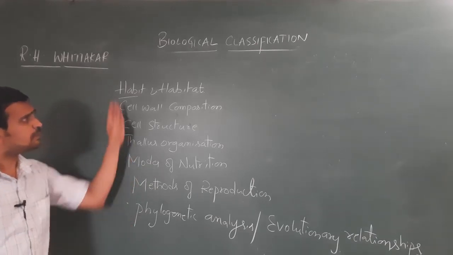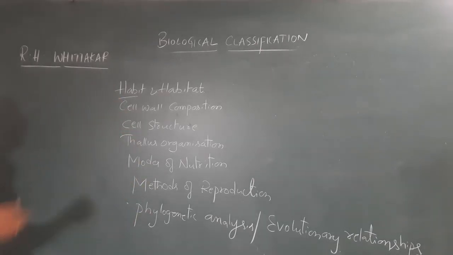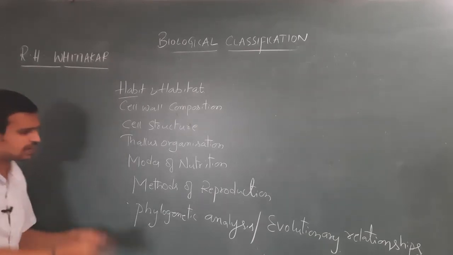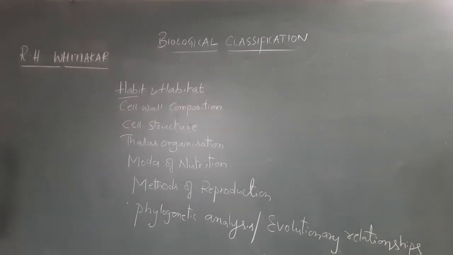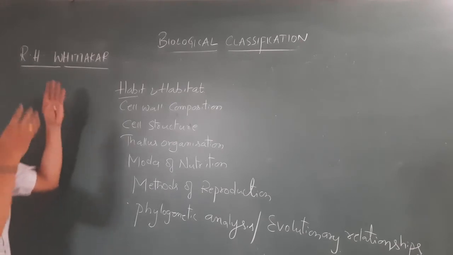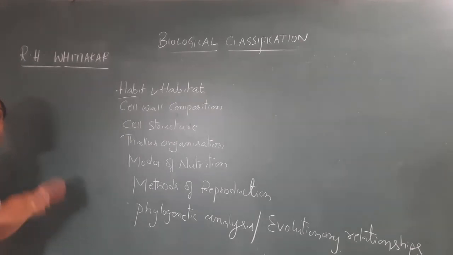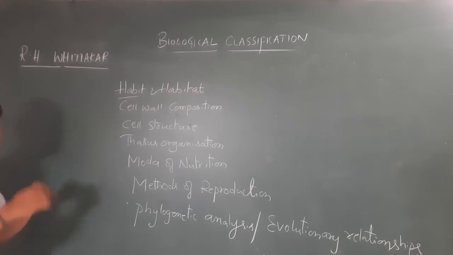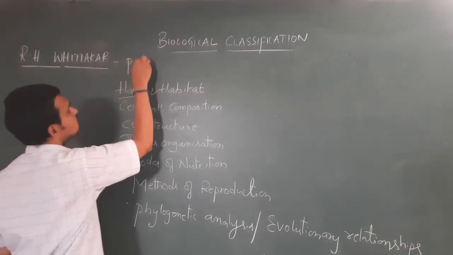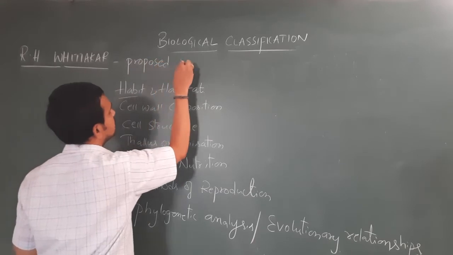So these are some of the characters that have to be taken. Here he did not take only cell wall composition or external characters like Aristotle or Linnaeus, right? He took many characters. If one has to classify the organisms, they have to take many characters into consideration, then only different organisms will fall under different categories. So R.H. Whittaker proposed the 5 kingdom classification. How many kingdoms did he propose? 5 kingdoms.